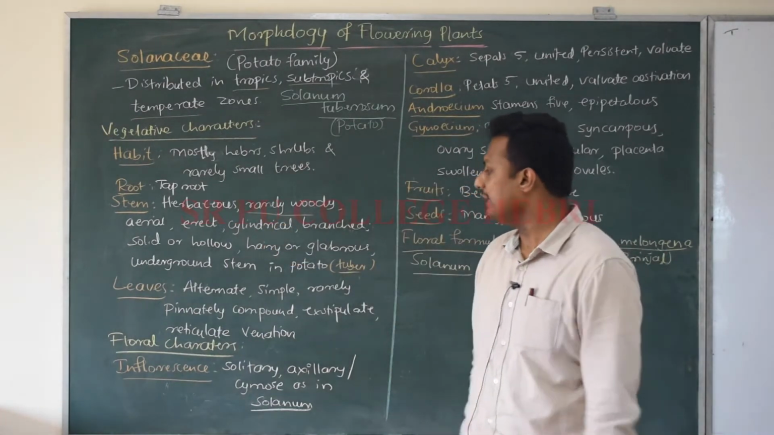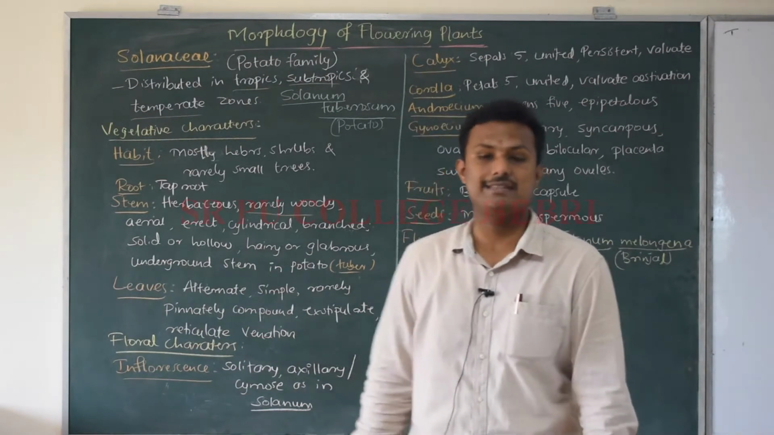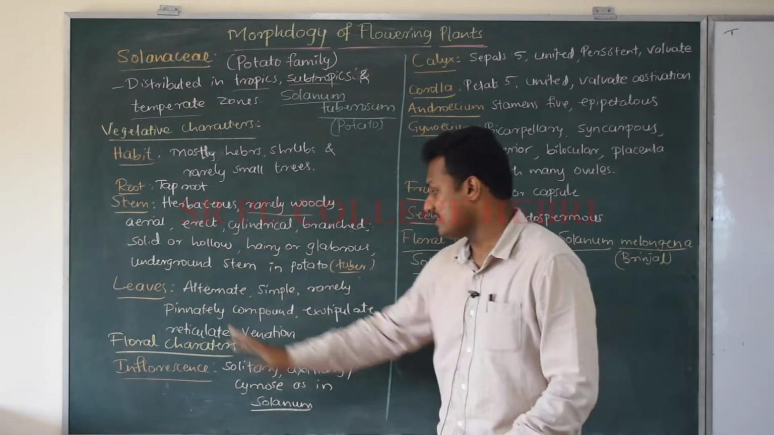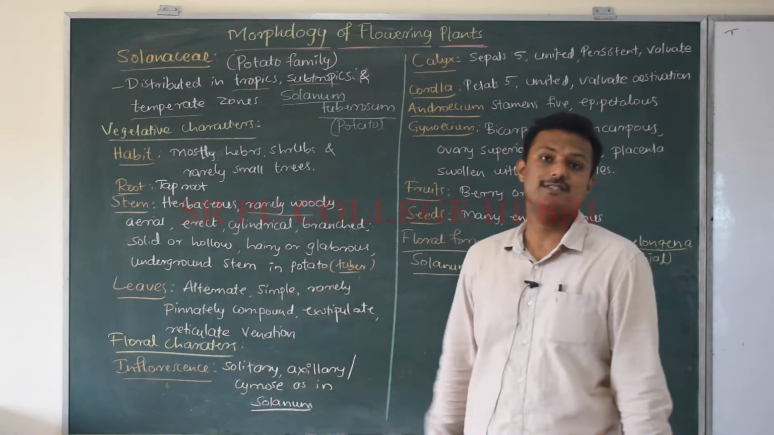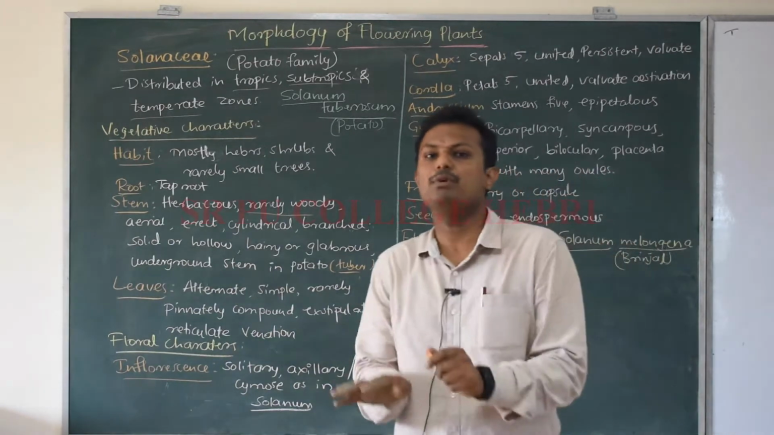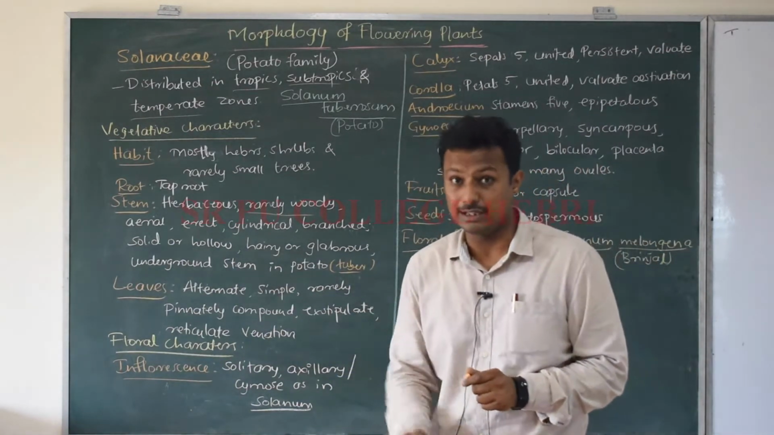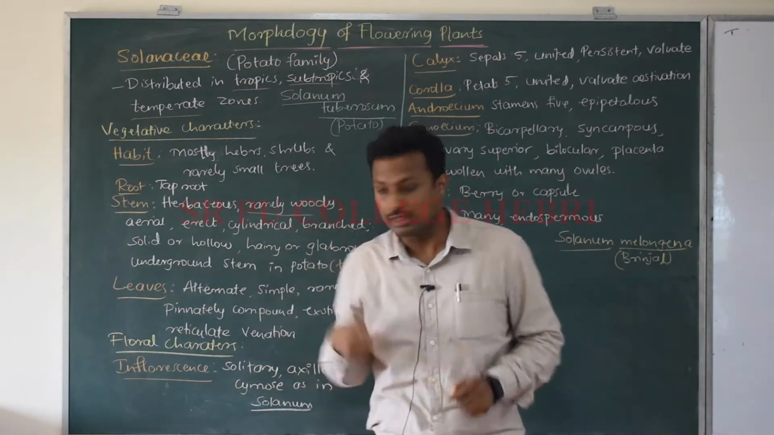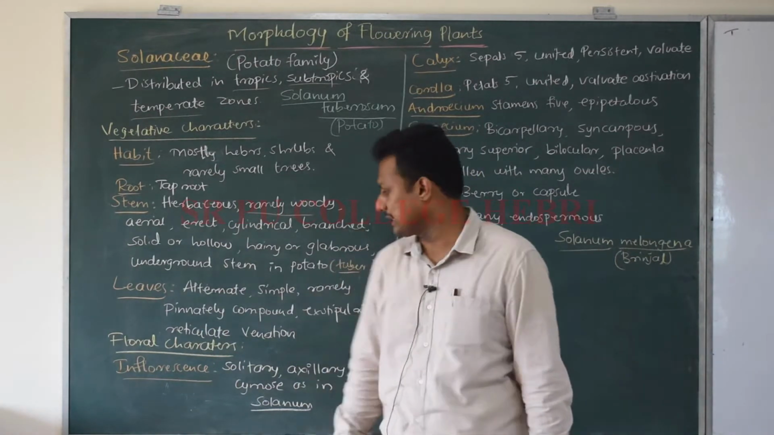Then about the leaves, how they are arranged. What kind of phyllotaxy do they have? Alternate or opposite or whorl? In this case, they have alternate phyllotaxy, and they have simple leaves, and compound leaves are usually absent, but rarely compound leaves are present. But what kind of compound leaves? Pinnately compound or palmately compound? Rarely pinnately compound leaves are present in this particular family.